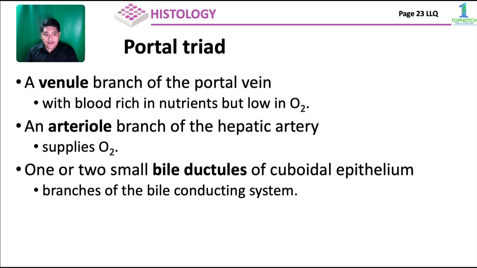And then you have your portal triad. Ano ba yung portal triad? A venous branch of the portal vein, an arterial branch, and your small bile ductules. So venous, arterial, and bile ductules.